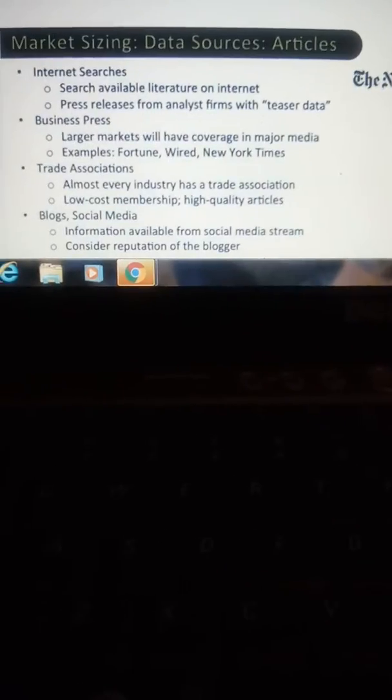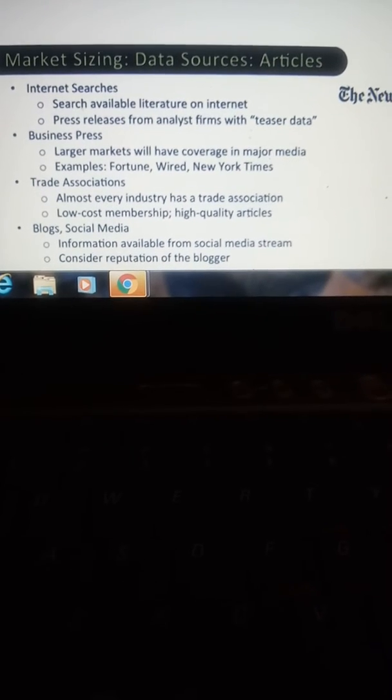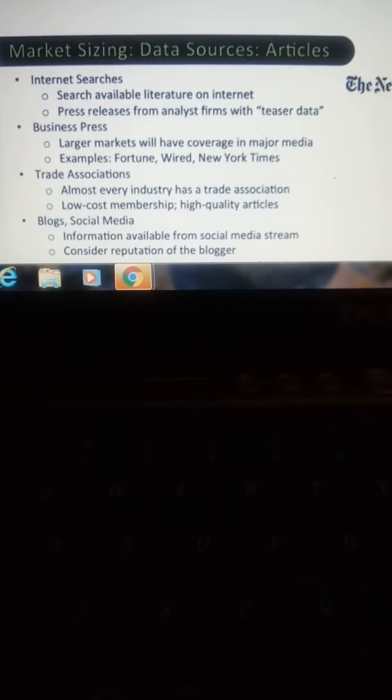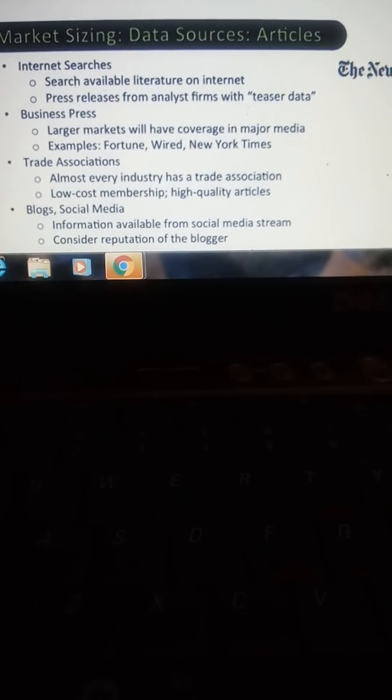If you deal in large markets such as that for cell phones, you're in luck because many business press periodicals cover those markets. Nearly every industry maintains trade associations that cover the industry. Individuals can often purchase memberships to those associations for little or no cost and gain access to high-quality, relevant information. Finally, we turn to social media. The advantage here is that information can be quite up-to-date. The big disadvantage is that facts are not checked, so you have no assurance that the data is correct. Caveat emptor. This is the end of Lecture 1.